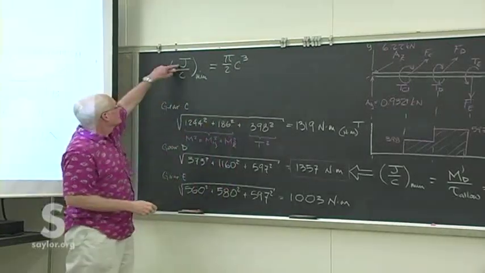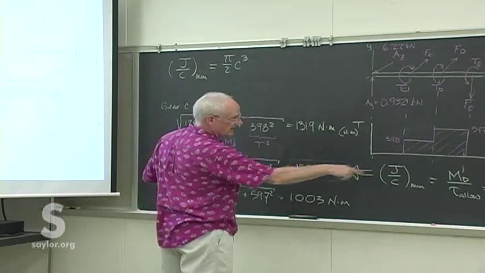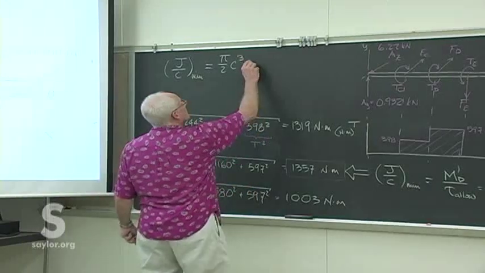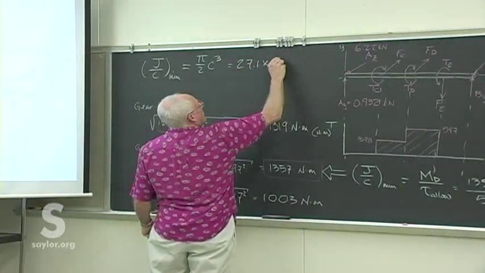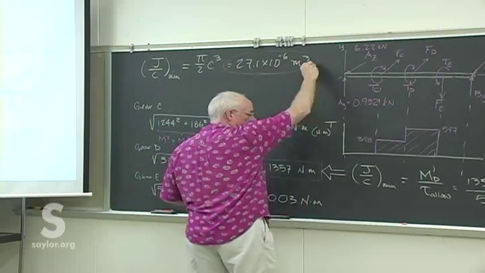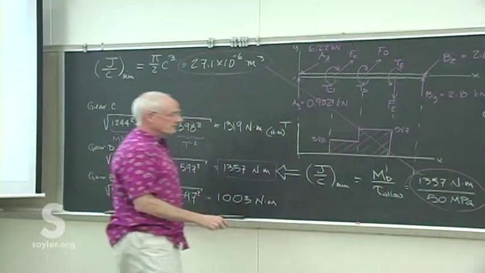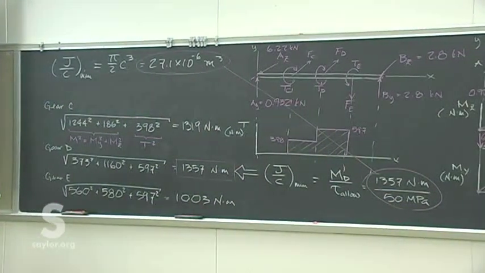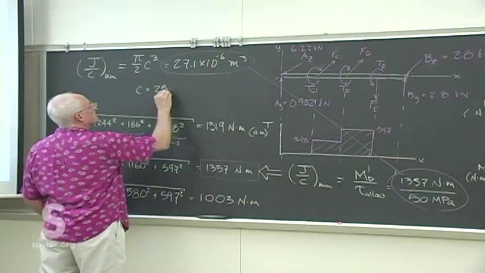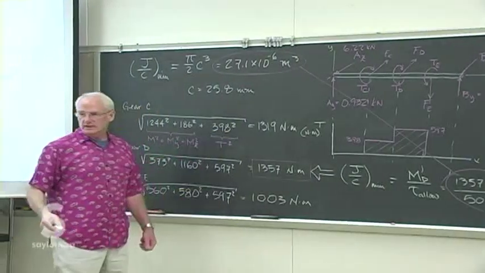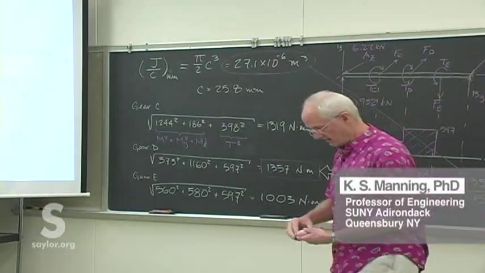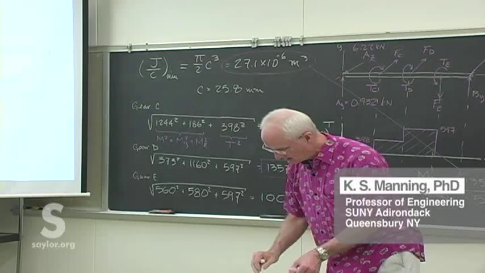Remember, that's just J over C simplified a little bit, and we know that that now has a limit on it of this value, 27.1 times 10 to the negative 6th meters cubed, where that value is just finishing that ratio, J over C. And so now we can solve for C as 25.8 millimeters. That's the minimum, so you go to 30 maybe, or 35 or something, or maybe a factor of safety needs to be applied here. One or the other.